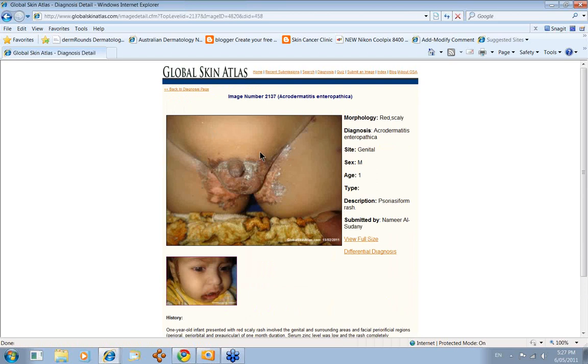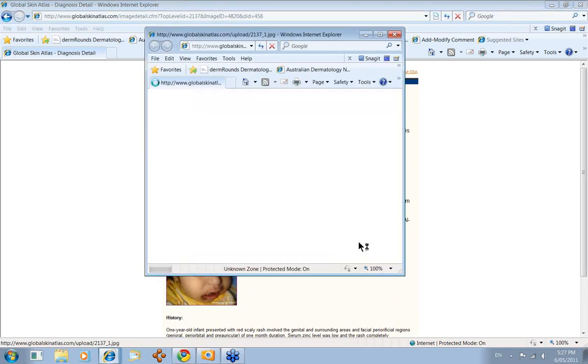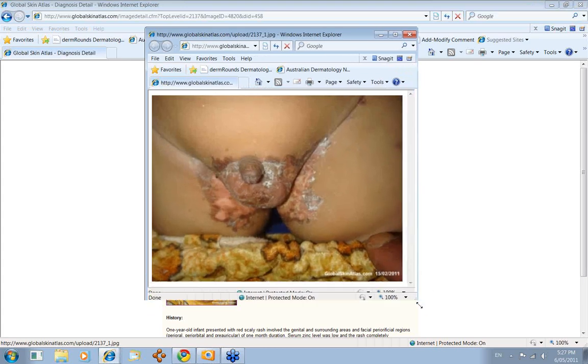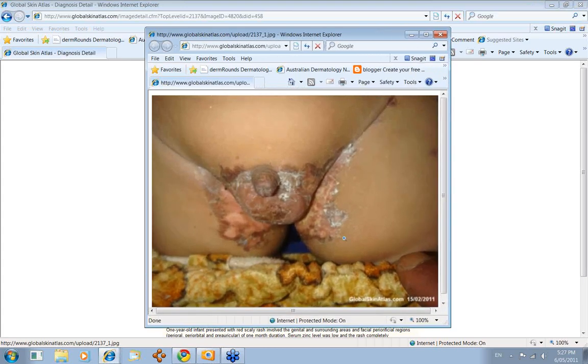Look at this rash here. Let's see if we can get the larger view. Okay, not quite in focus, but look here. Here you've had erosions, you've had peeling. Look at that hyperpigmentation round the outside edge. That's another classic feature of Acrodermatitis enteropathica.